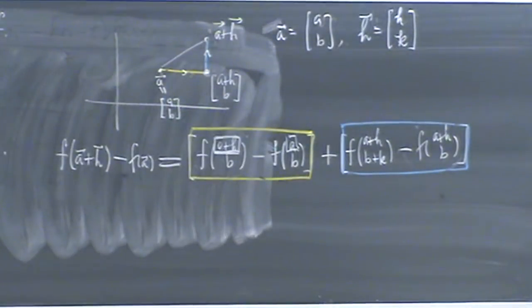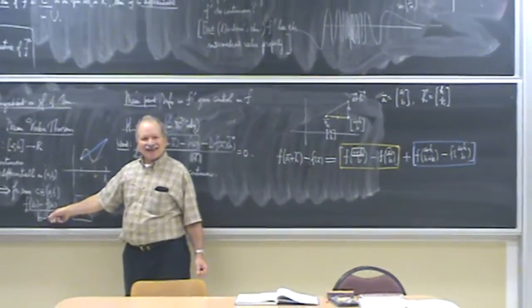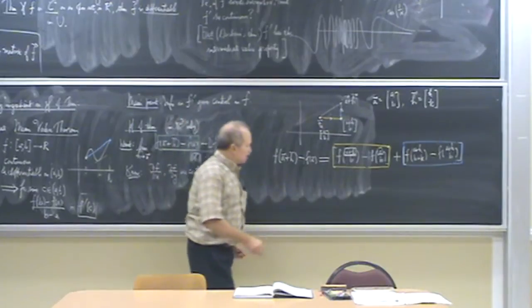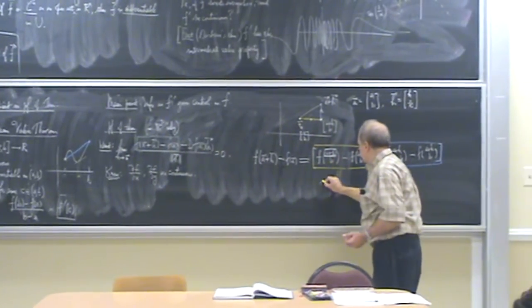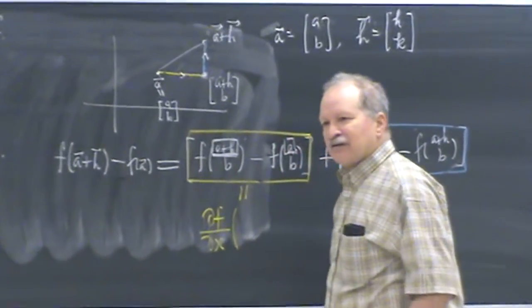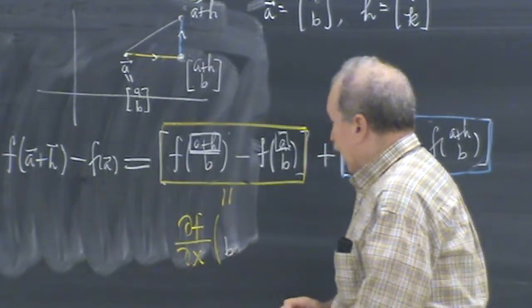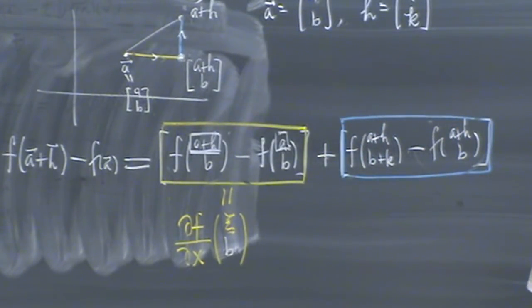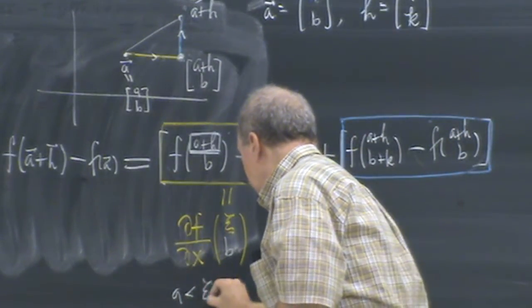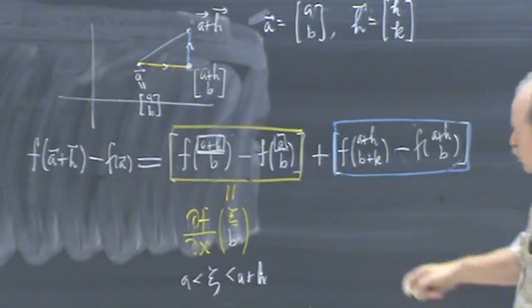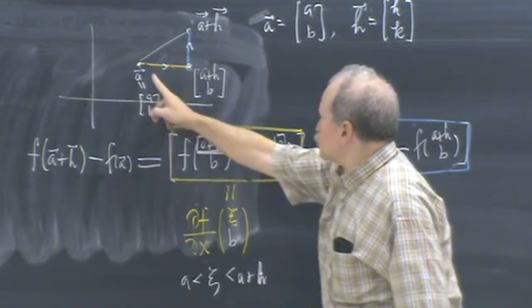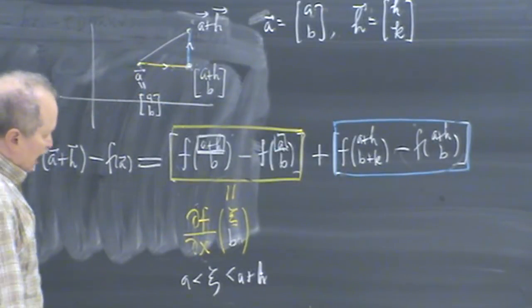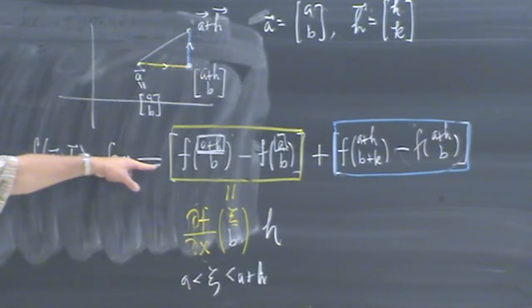Sounds like mean value theorem. The change in the function is given by the derivative somewhere on the interval times the length of the interval. So this yellow creature becomes the partial derivative somewhere in the interval. Now b is fixed, but x is varying, so there's some point squiggle. So squiggle here is between a and a plus h. I can compute the derivative at some point and then multiply by the change in x. Right, that's the denominator. What's the change in x on that interval? H. And that's a way of writing the change on the yellow path.